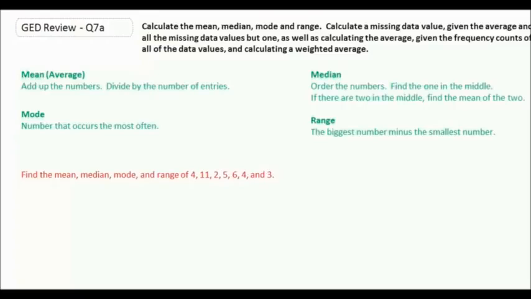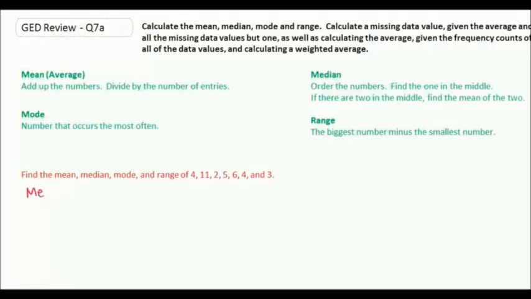Now, if there's 2 numbers in the middle, you're just going to find the mean of the 2 of them. So you add those 2 numbers up and divide it by 2, and that's your median. The mode is the number that occurs the most often, and the range is the biggest number minus the smallest number. So we're going to find the mean, median, mode, and range of this set of data.